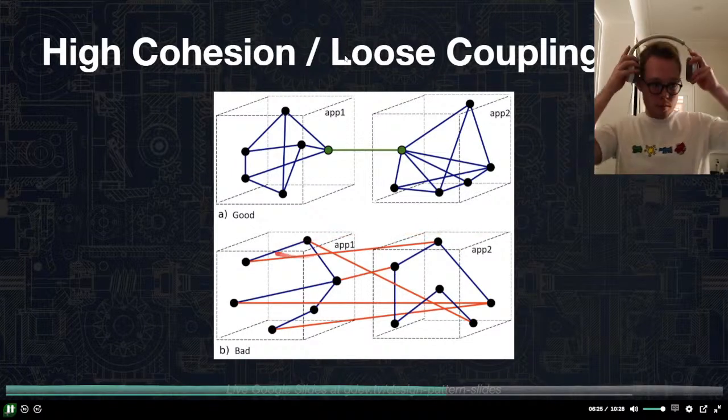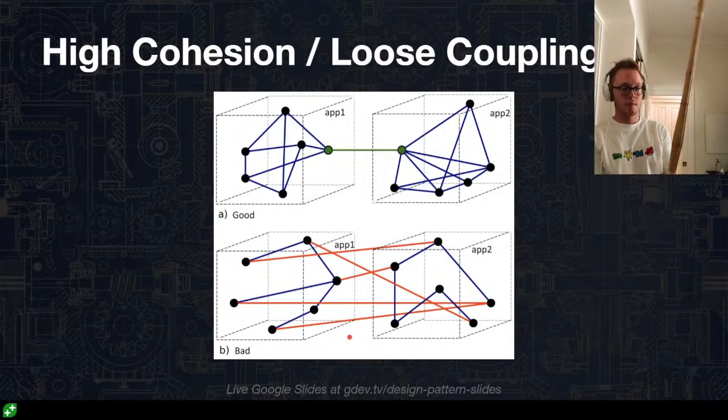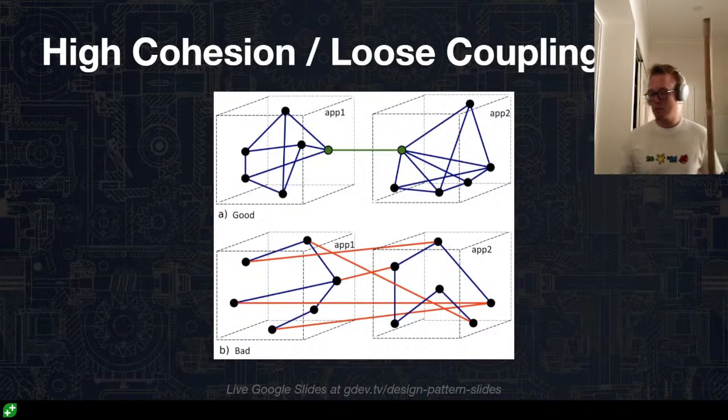Across the class boundary, which means that these two classes are very tightly coupled. And this is usually a sign that your structure of classes isn't very good, and you should consider rejigging the classes and their responsibilities so that they have higher cohesion and looser coupling.